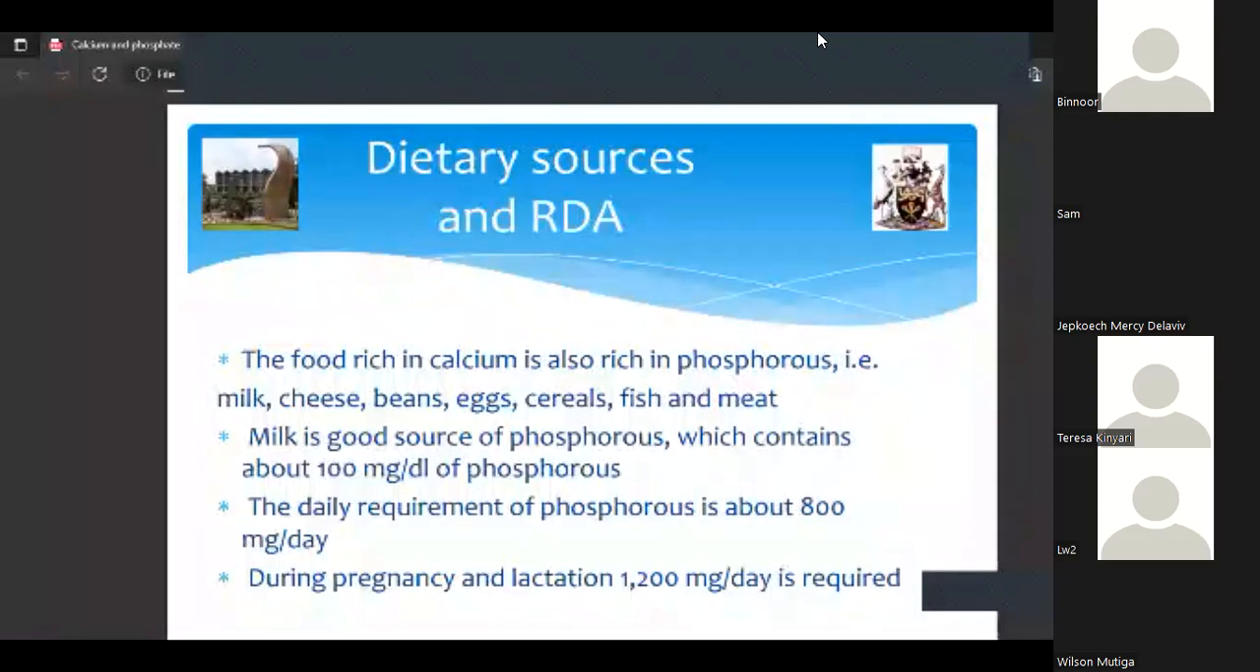The daily requirement of phosphorus is about 800 milligrams per day. And remember, we said micronutrients are the ones we require at less than 100 milligrams in a day, and macronutrients are the ones we require at more than 100 milligrams in a day. So phosphorus then becomes a macronutrient. During pregnancy, the requirement also increases. You can see it's equivalent to the calcium levels that we require. It's 1,200 milligrams per day.